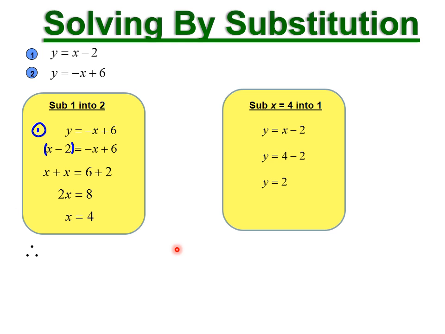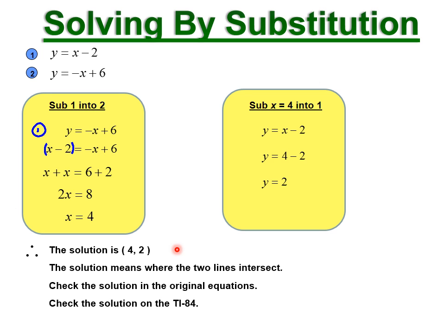So what does that mean? I have to write a conclusion. Therefore, the solution is 4, 2. The solution means where the two lines intersect, and that's our point of intersection. That's our POI. So we just found our POI without sketching.